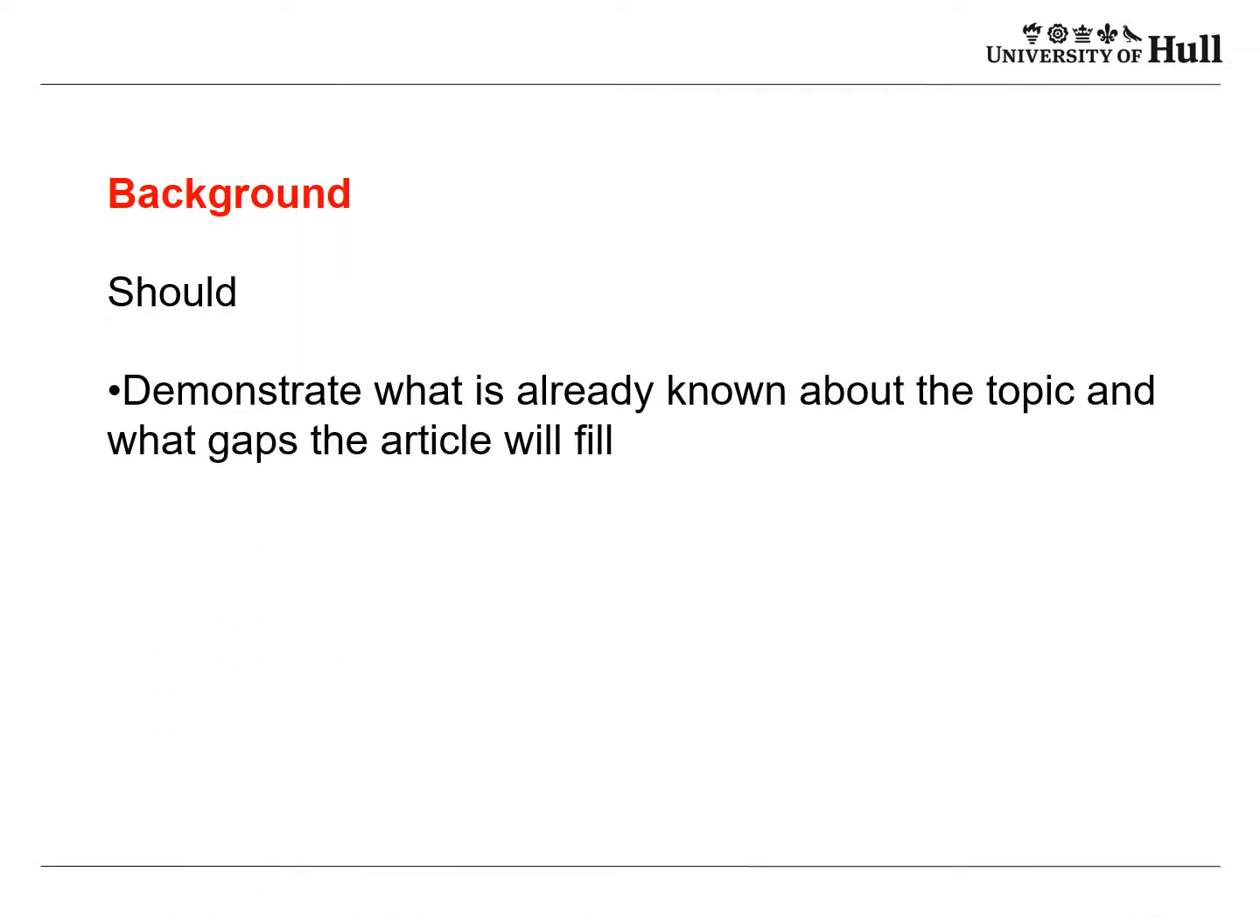Next, the background, or the next section of whatever the opening section of the article is called. The background should make it clear to you what's already known about the topic and what gaps this particular article will fill, or that the study fills. And that may be on the basis of a literature review, not necessarily a systematic one, but this is where the bulk of the literature that's relevant to the study should be brought in.